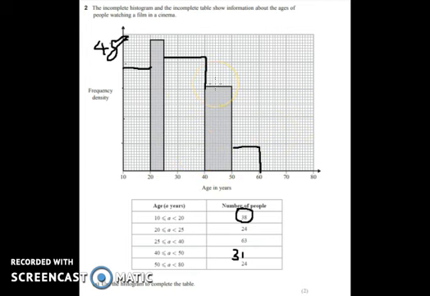This is how you find the frequency from the histogram and you plot the frequency density from the frequency. The only formula that you have to apply here is frequency density is equal to frequency divided by class width, and frequency is equal to frequency density into class width.